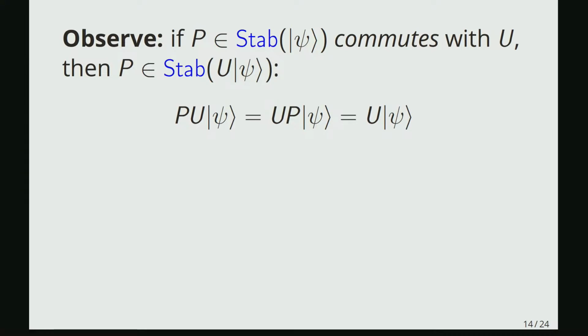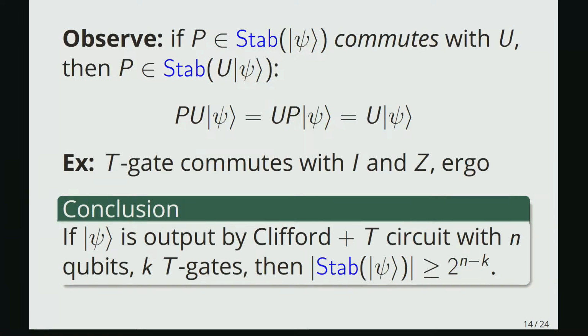So again, we're saying if the gate you applied commutes with an element of the stabilizer group, then that element is still in the post-gate stabilizer group. And to take an example, if we take the T gate, which is a diagonal gate, the T gate commutes with Pauli I and Pauli Z matrices.